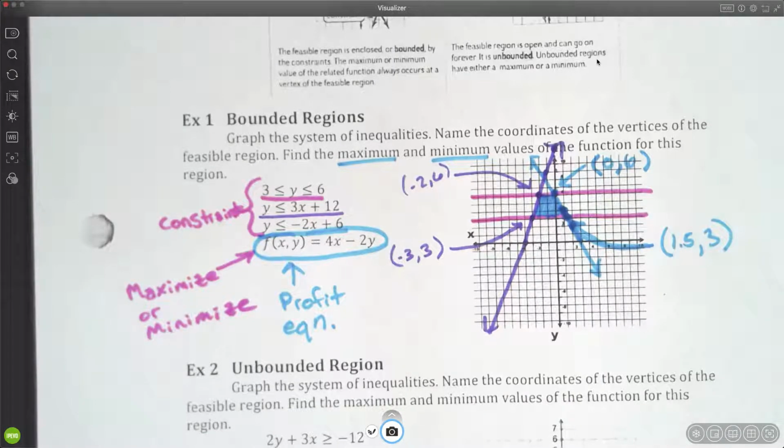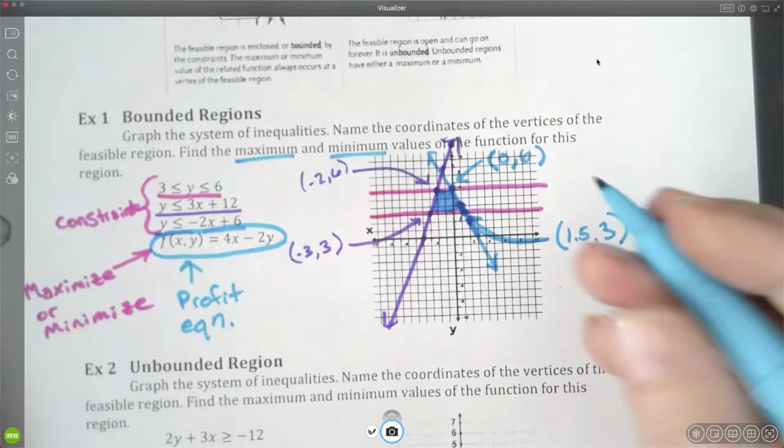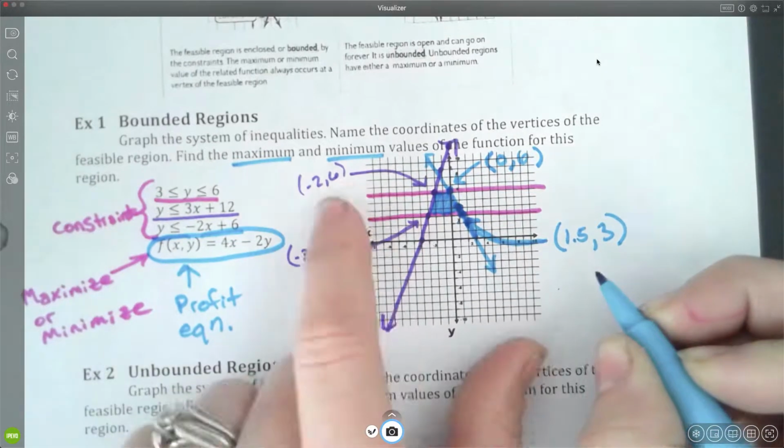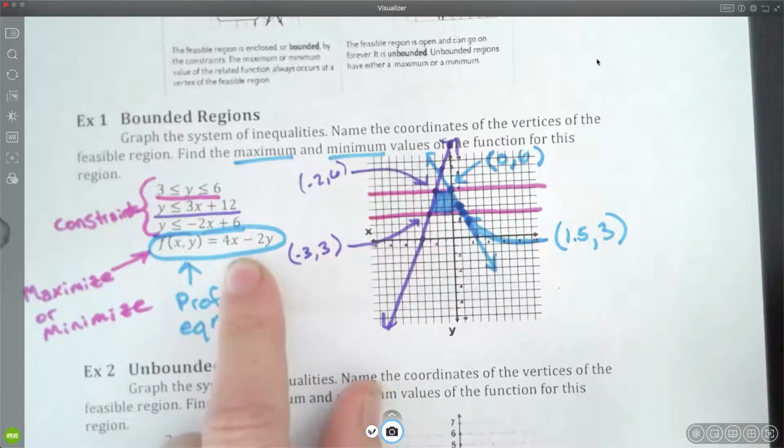So they want us to find both the minimum and the maximum. So I have 4 different options here, and I want to know which one will give me the maximum profit and which one will give me the minimum profit. So how can I figure that out? By looking at the graph. Kind of, except we didn't graph this thing. This f of x, comma y. We didn't graph him. So he changes things a little bit. That's my profit equation. Let's go ahead and plug in each one of these points into there and figure out which one gives me the highest and the lowest.